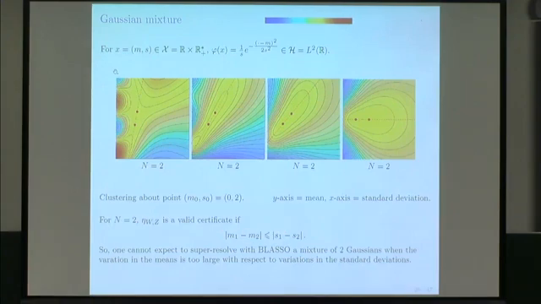What we see is that when the variation in the means that we're trying to recover is no greater than the variations in the standard deviations that we're trying to recover, then you have a valid certificate. So you cannot hope to super-resolve a mixture of 2 Gaussians using BLASSO when the variations in the means are too large. And I'll show you a numerical example of this later on as well.